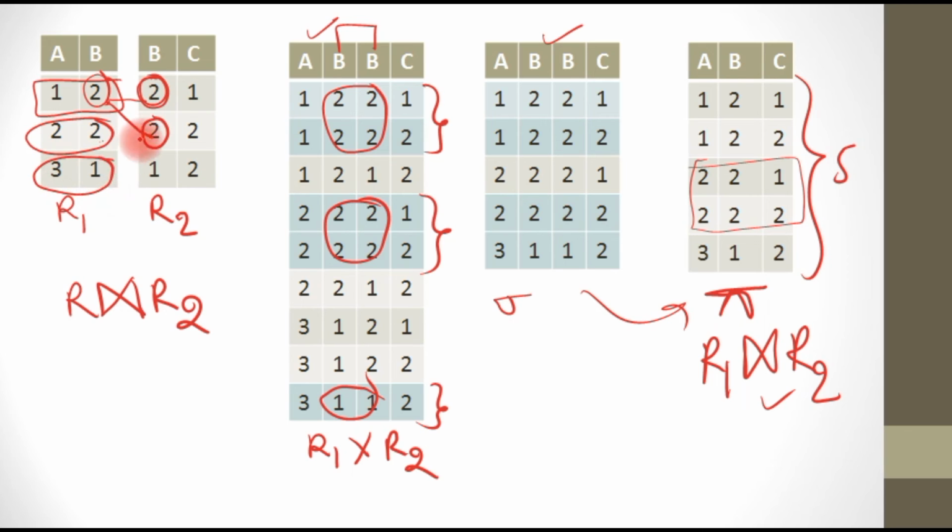Now the last tuple, 3 1. See, the value of the common attribute, that is B, is 1 in relation R1. Then find a tuple with the value 1 of attribute B in relation R2, that is 1 2. So we have 3 1 2 in this natural join. So directly, after observing, you can write this R1 natural join R2.